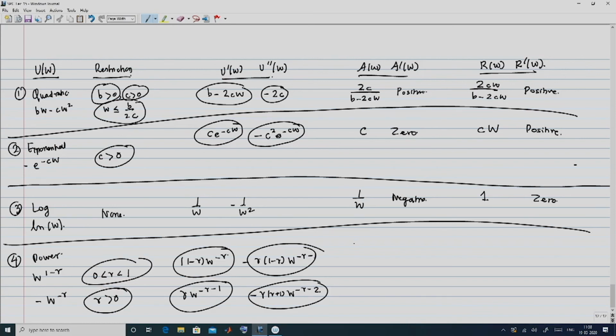Okay, so, here a of w in the first case is going to be gamma over w, and in the second case is going to be 1 plus gamma over w, and in both cases a prime of w is negative, and r of w is simply going to be gamma and 1 plus gamma, in which case r prime of w is going to be 0 in the first case and also 0 in the second case.